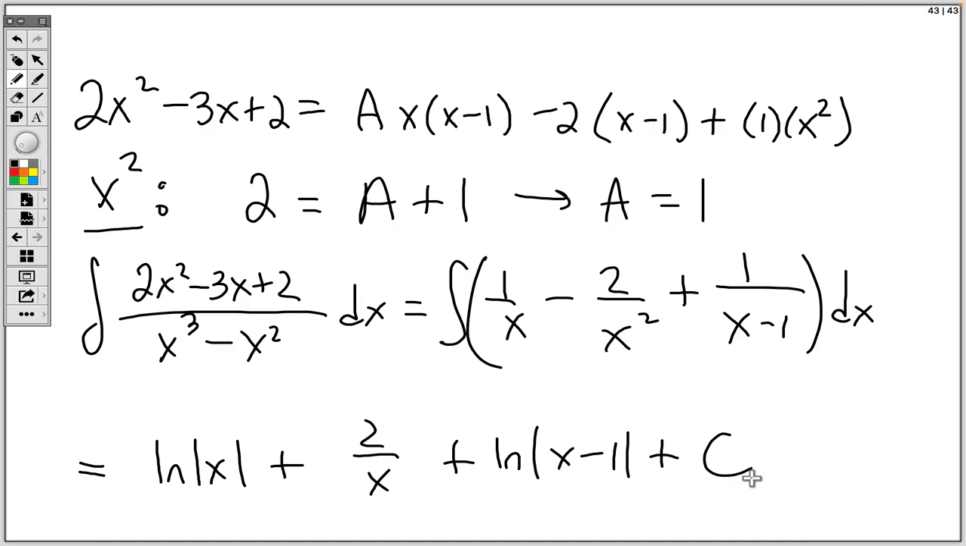So that's kind of the third variation of the Heaviside problem. If you have repeated linear factors, Heaviside can help you find the coefficient that corresponds to the largest of those powers in the denominator. So that'll do it for this example.